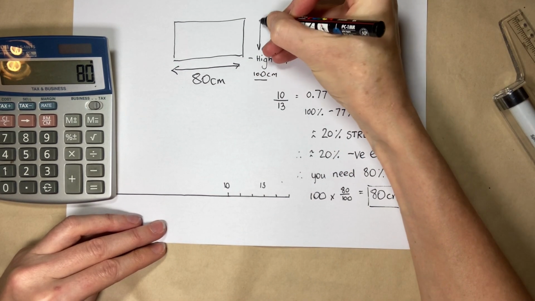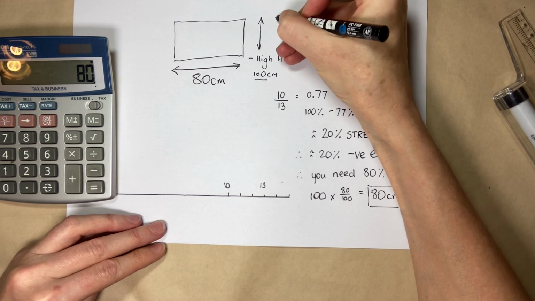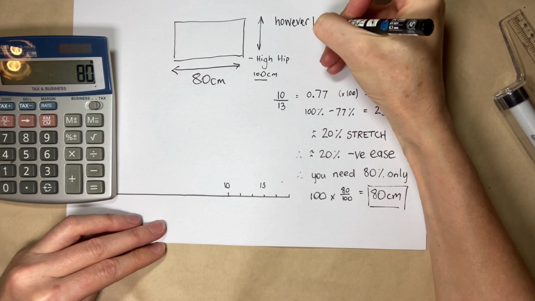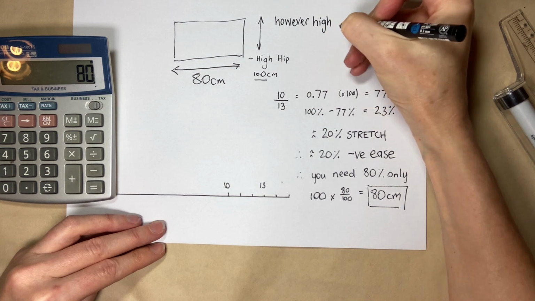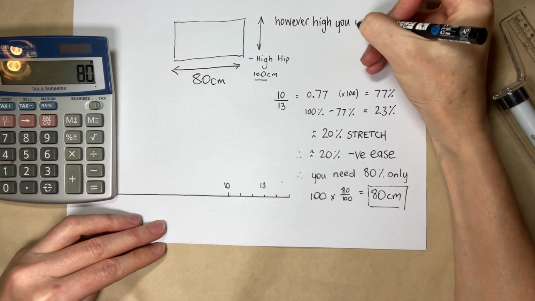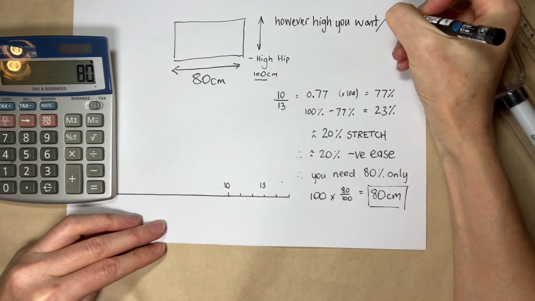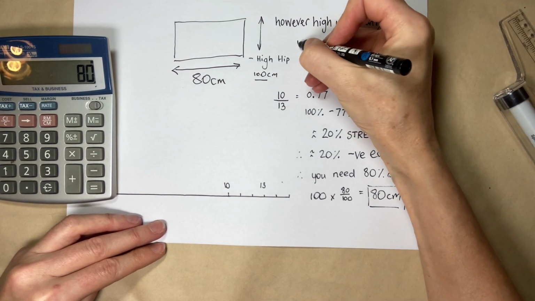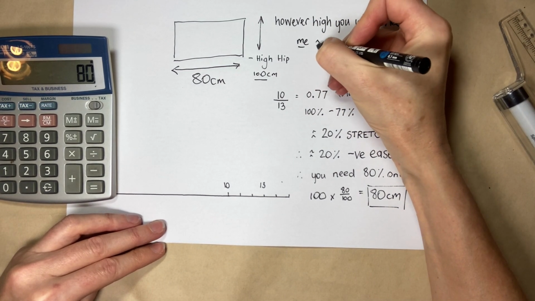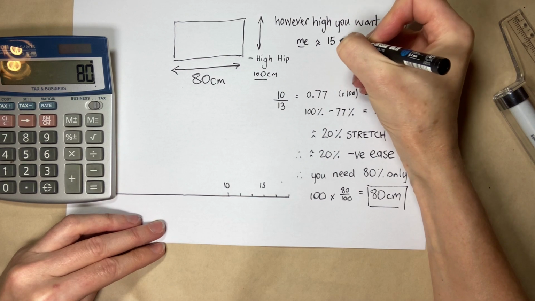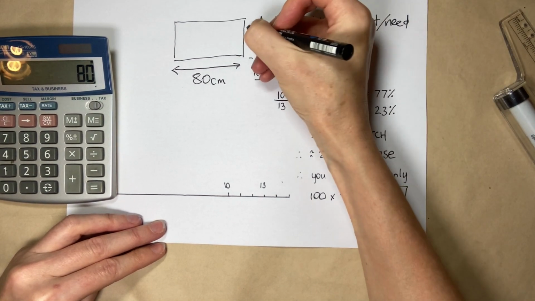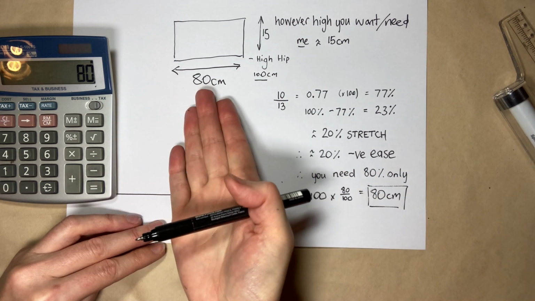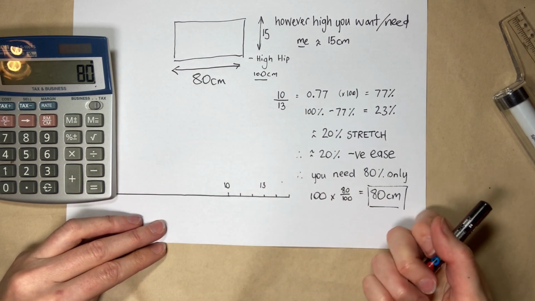The height is very much dependent on where you're joining it and how high you want it to be. So for this garment, I want a fairly high-waisted waistband, and on me, that will be approximately 15 centimeters. Now all I need to do is draw up my pattern on my brown paper.